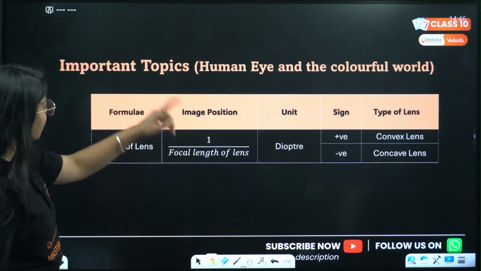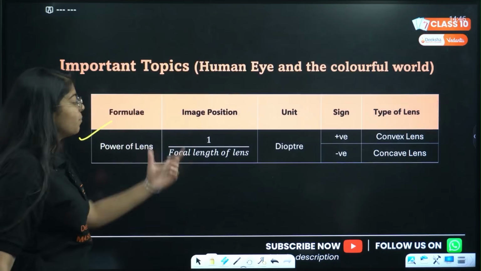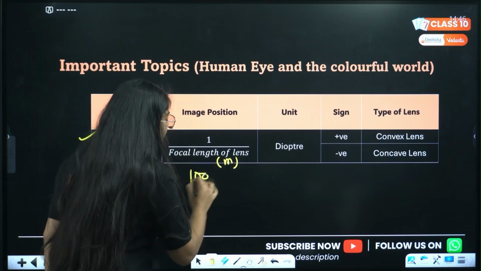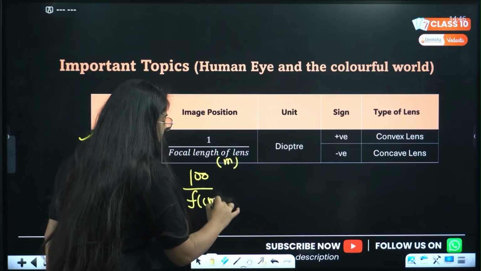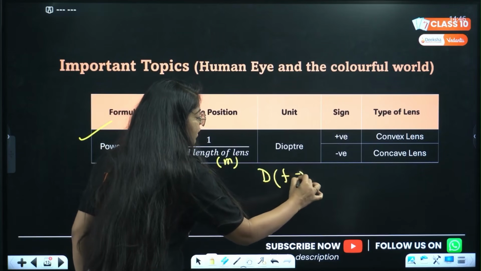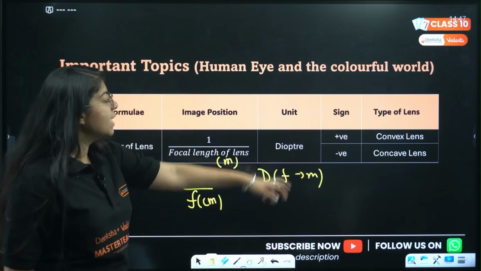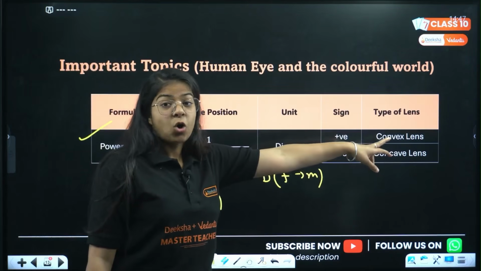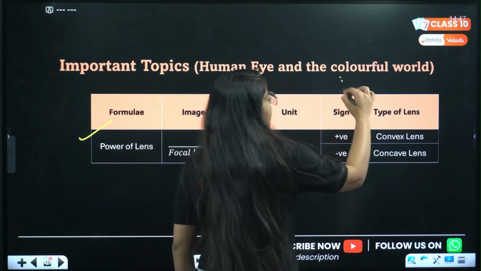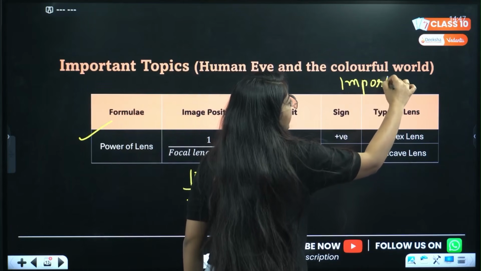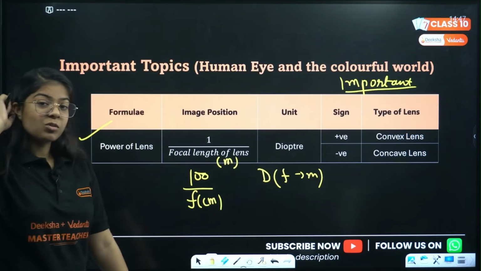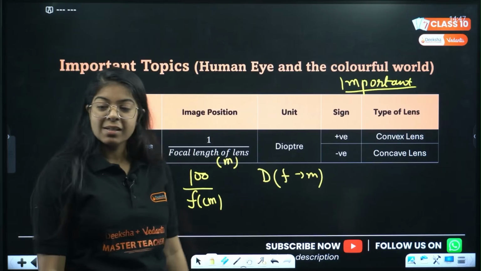Moving on, we have one formula. This is power of lens: 1 by focal length when focal length is in meters, and 100 by focal length when focal length is in centimeters. Done. When you write diopter, that is for focal length in meters. If sign is positive, then that is a convex lens. If sign is negative, that is a concave lens. Very important point. If power is negative, that means it is a concave lens. If power is positive, that means it is a convex lens.